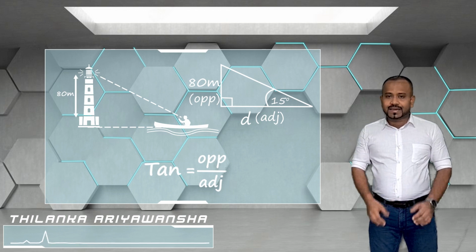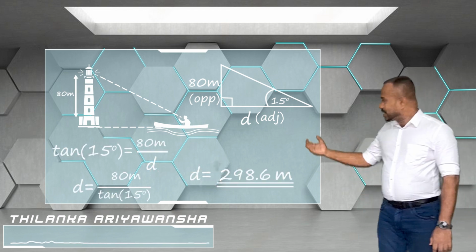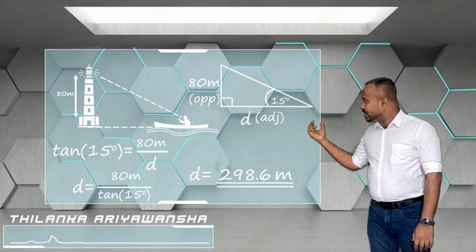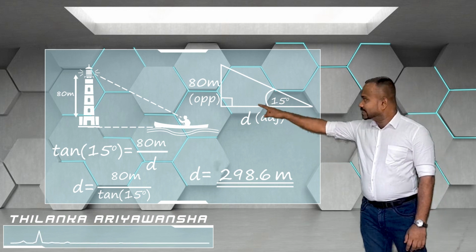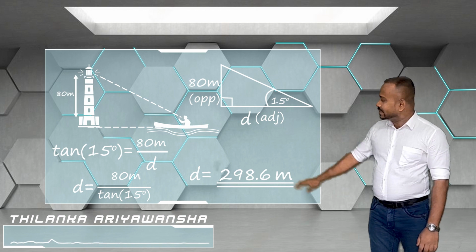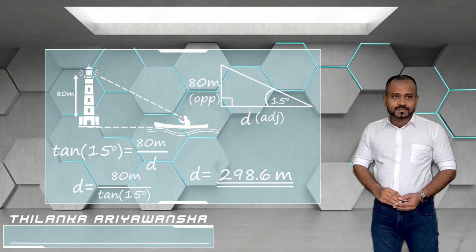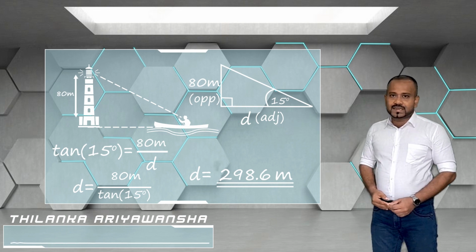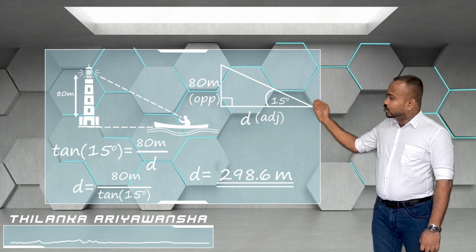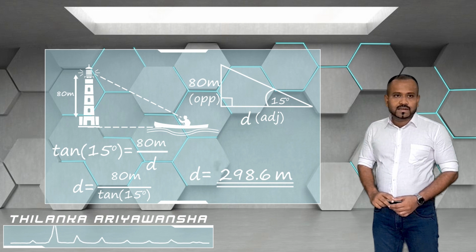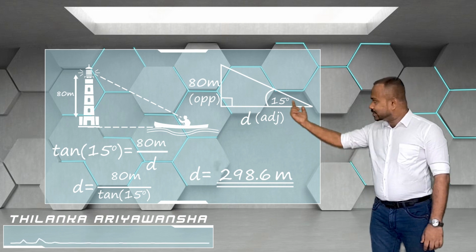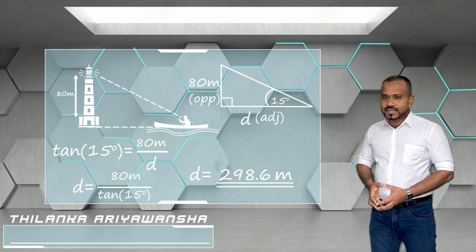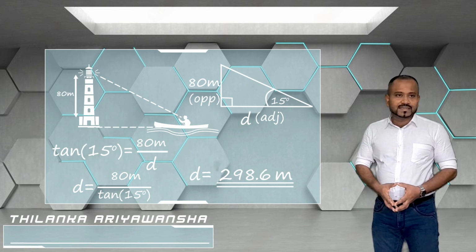Now we can apply this ratio like this: tan 15, this angle is tan 15, this opposite side is 80 meters, this one I will take as D. Then we can apply tan 15 equals 80 over D. Now by doing cross multiplication we can find out this D, then you can see you are getting this answer.